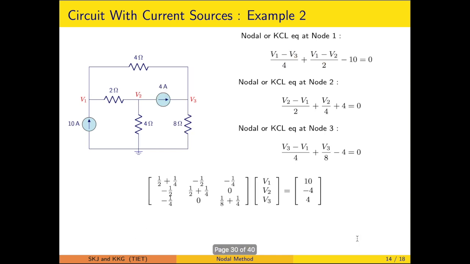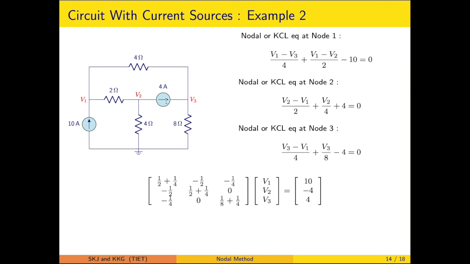Take another example. Here the current source is between the two non-reference nodes. So there is no special consideration. You have to write the KCL equation for node 1: V1 minus V2 upon 2 plus V1 minus V3 upon 4 minus 10. Second equation: V2 upon 4 plus V2 minus V1 upon 2. This is also the outward current, so plus 4 ampere is equal to 0.